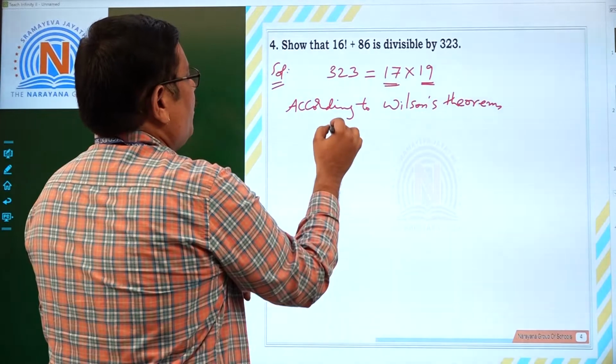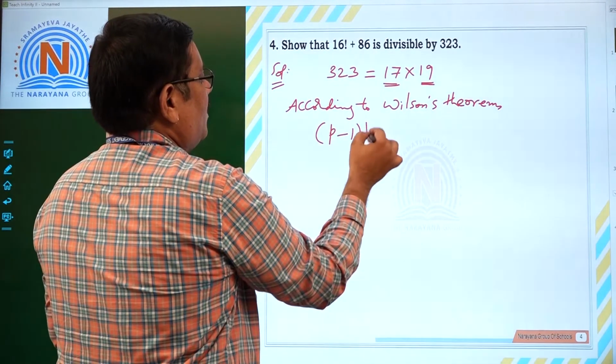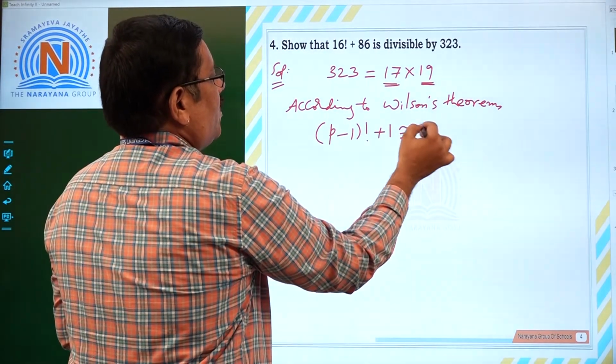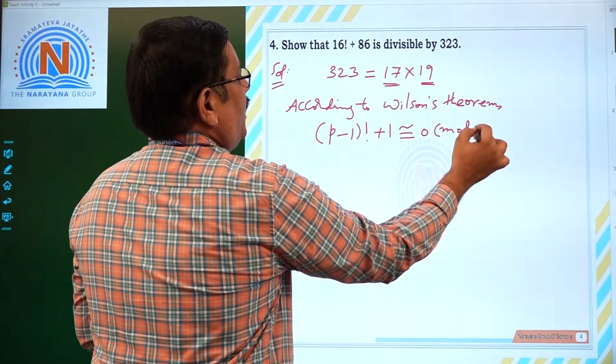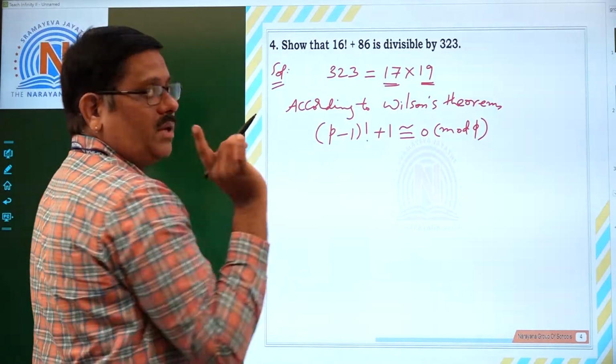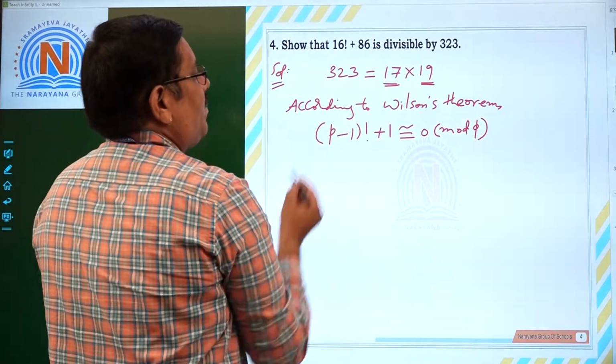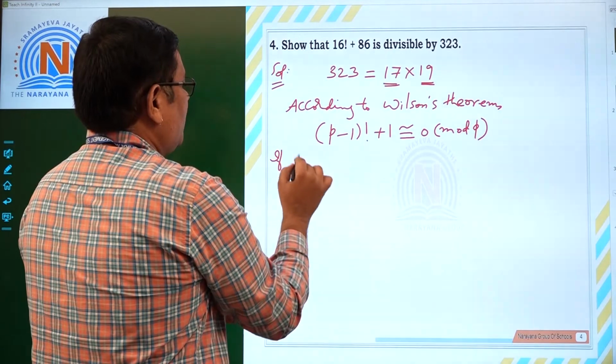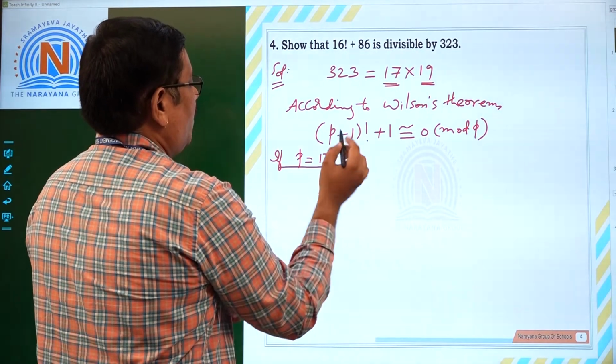What can you say? (P minus 1) factorial plus 1 is congruent to 0 modulo P. This is the statement of Wilson's theorem. P must be a prime number, keep in mind. Now, let us take P as 17. If P is equal to 17, what do you have now?